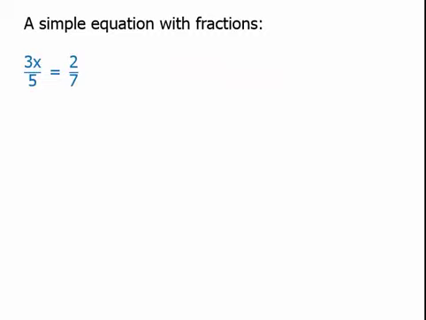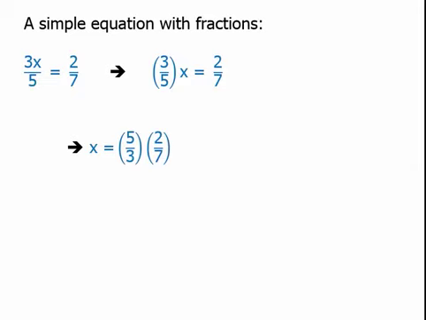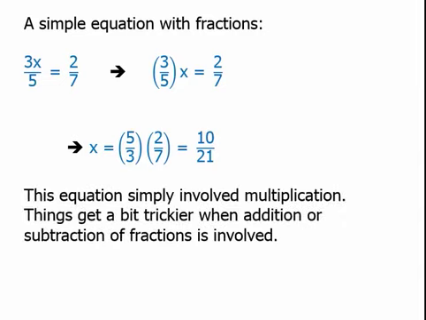So for example, if we had a very simple equation such as this, well, of course, that 3x over 5, we're going to rewrite that as 3/5 times x. Now we have a fraction times x, and we're going to multiply this by its reciprocal. x equals 5/3 times 2/7, multiplying through, we get 10 over 21. This equation simply involves multiplication. Things get a bit trickier when addition or subtraction of fractions is involved.